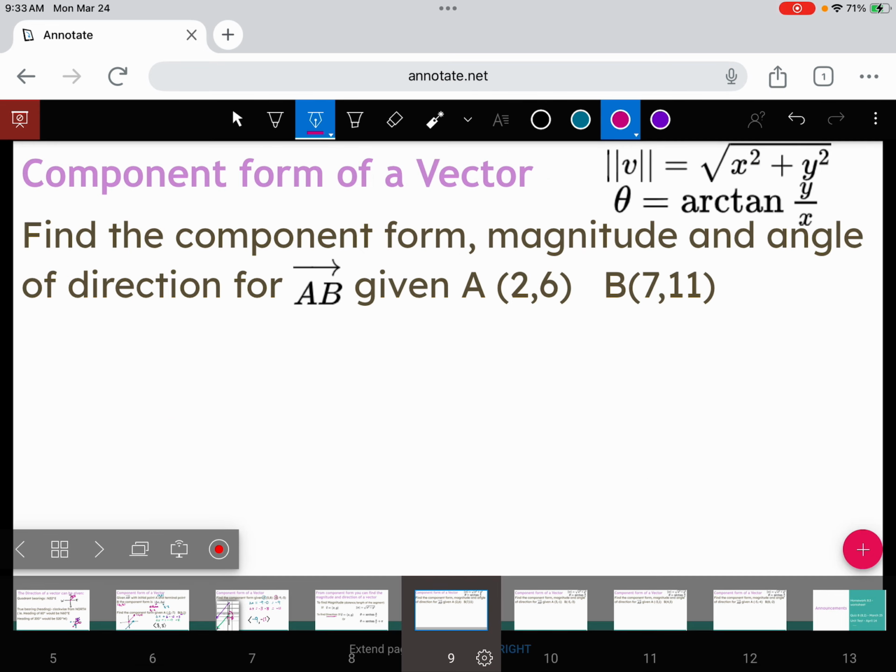So we're going to find our component, our magnitude, and our angle if we know our initial point is at 2,6 and our terminal point is at 7,11.